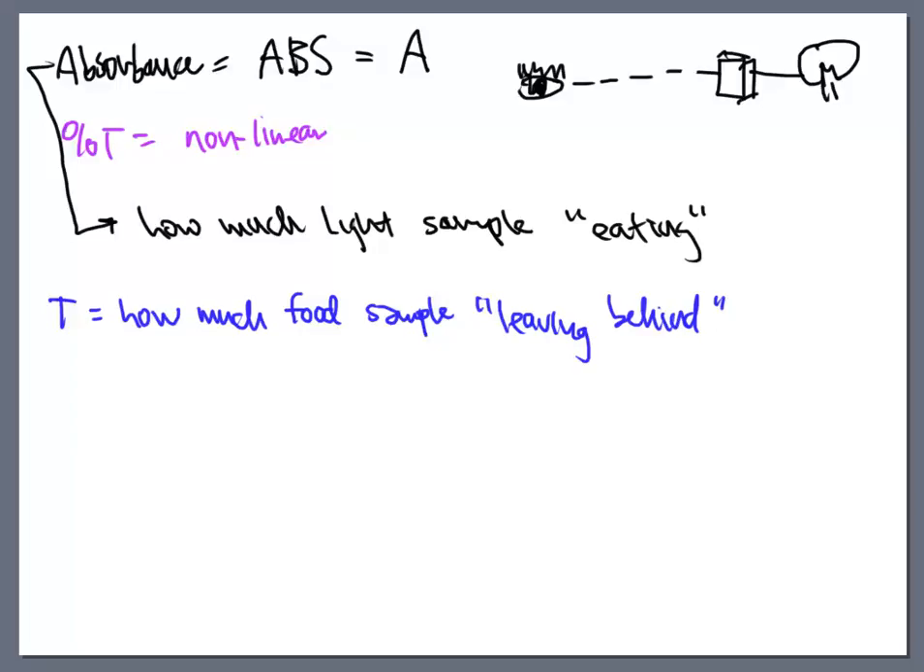So absorbance is the concept that these molecules are absorbing and eating the light that we're giving them. And that is what the ABS value represents. A little bit different than transmittance, but they're very similar. Again, cup half full, cup half empty. How much food are you leaving behind, and how much food are you going to eat? Those are the two different perspectives that we have here.